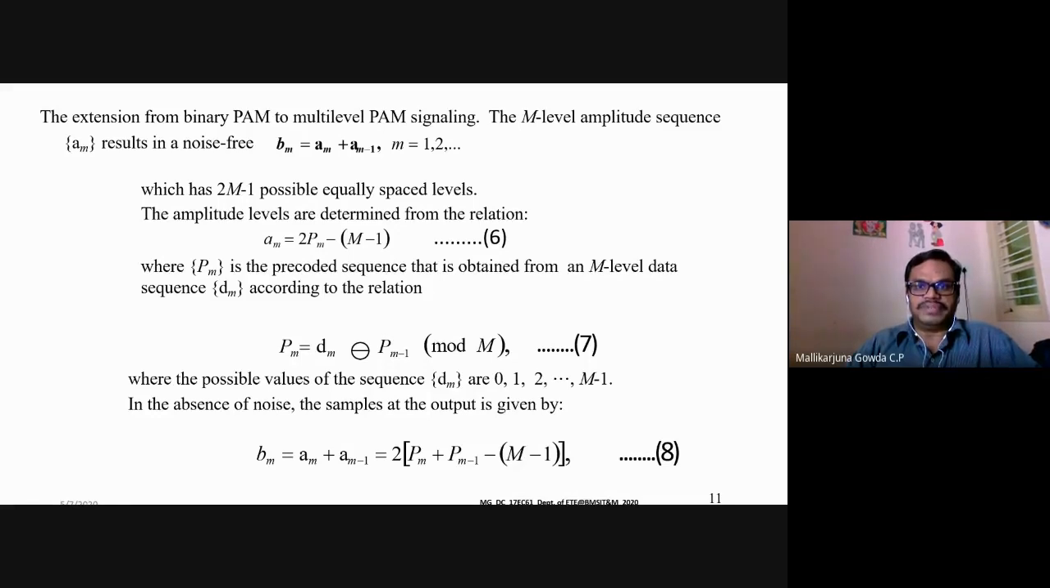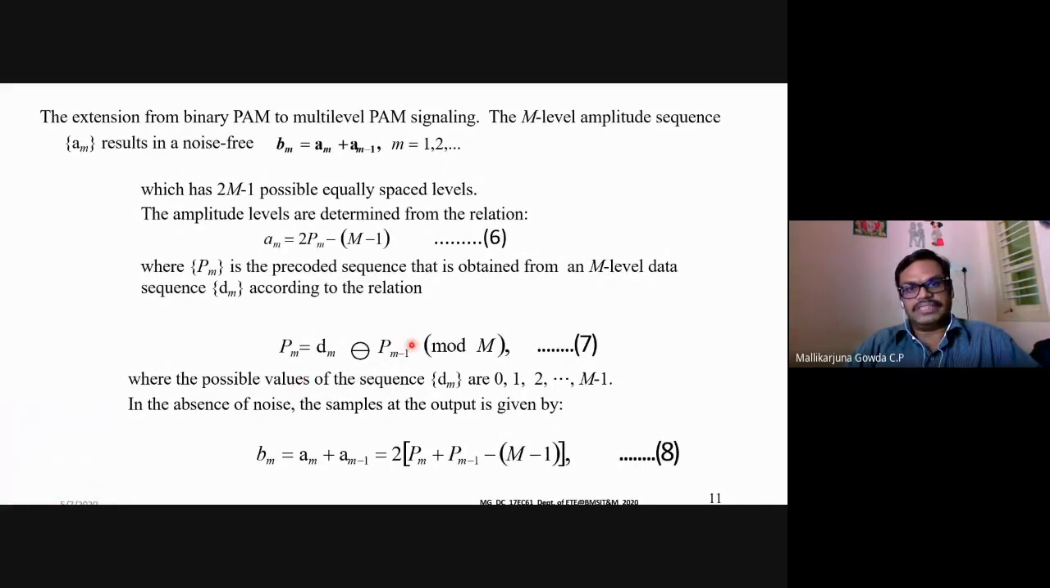So modulo M means, if I consider the value of M as 4, you should be able to apply modulo 4 subtraction. How do we do it? And modulo 4 addition, how do we do it? Will you be able to do that? So I have taken the example of M equal to 4.